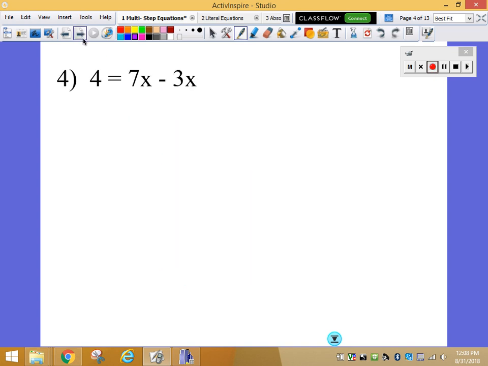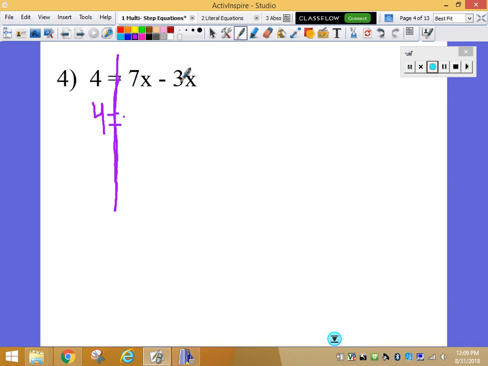Example 4. Here we go. Draw a line through the middle of your equal sign. This one's a little bit different. We're going to start the same way, okay? Combine like terms. Is there anything to combine over here? No, it's just a 4. So I'm going to bring that down.